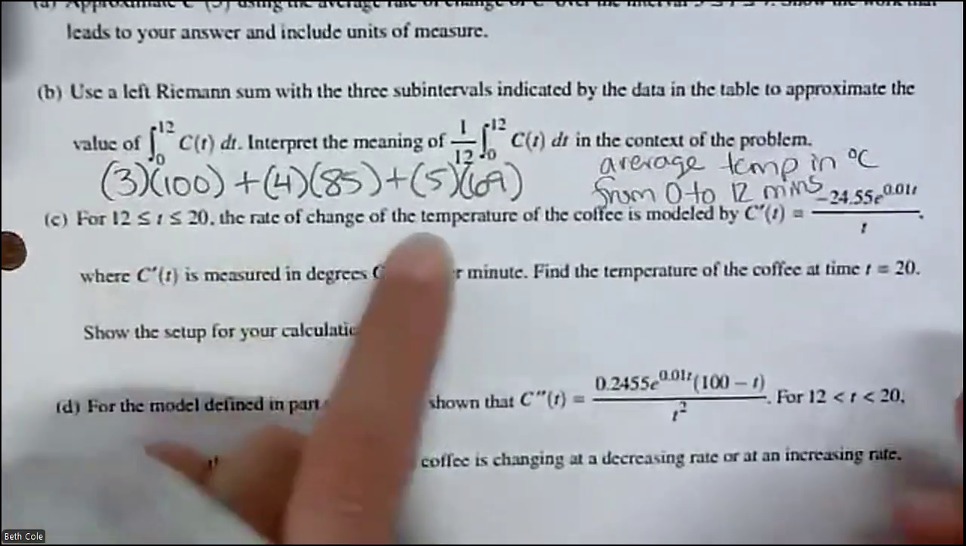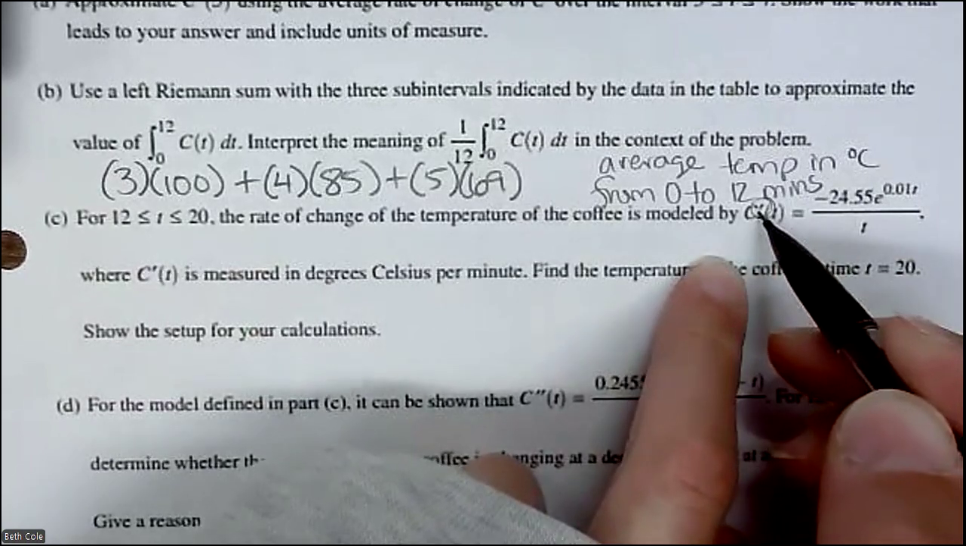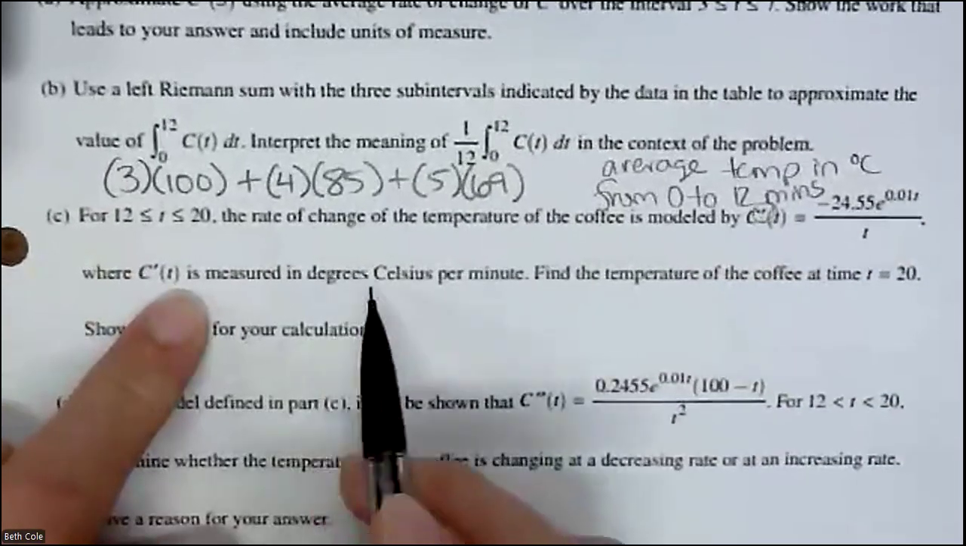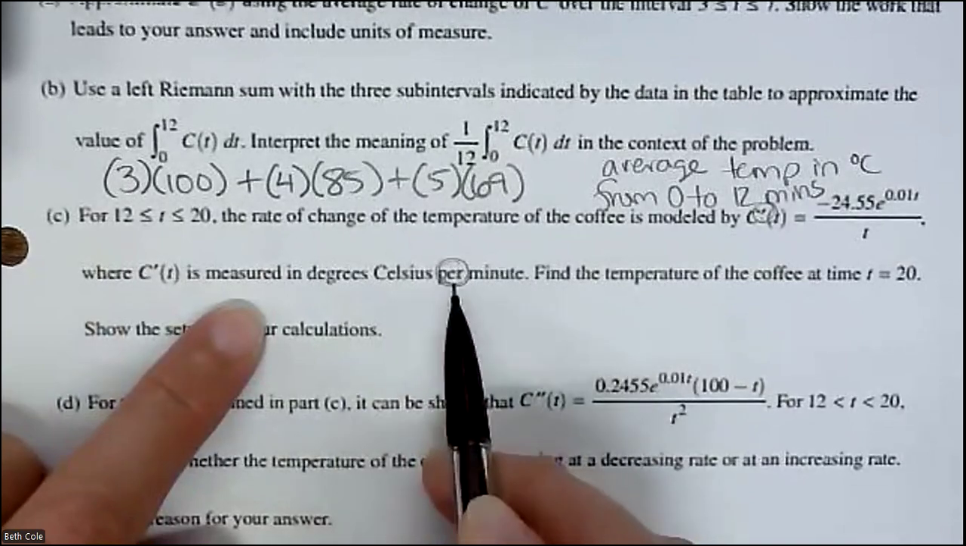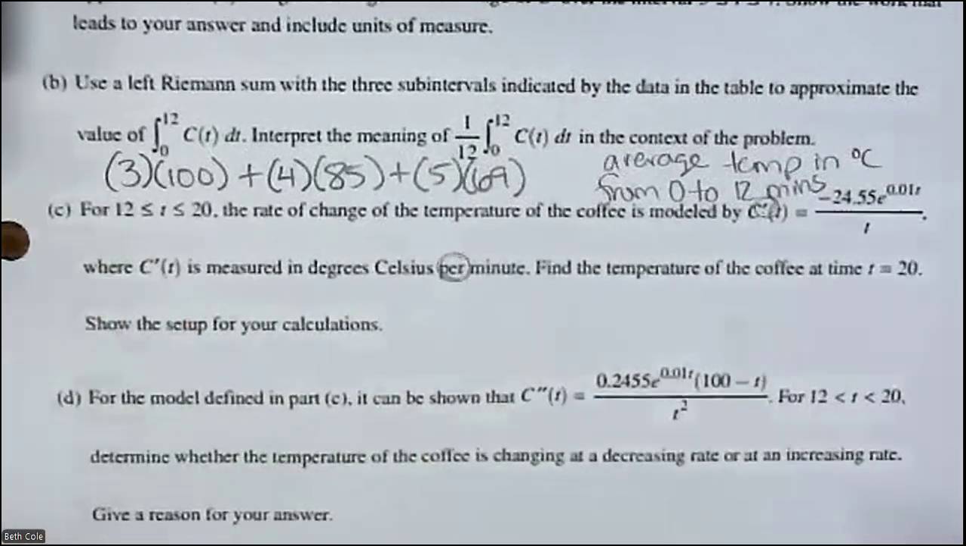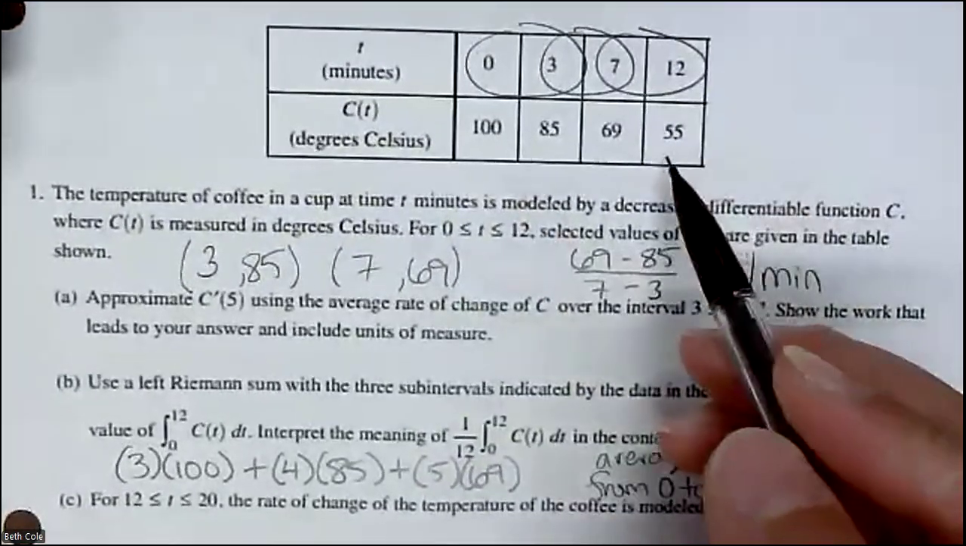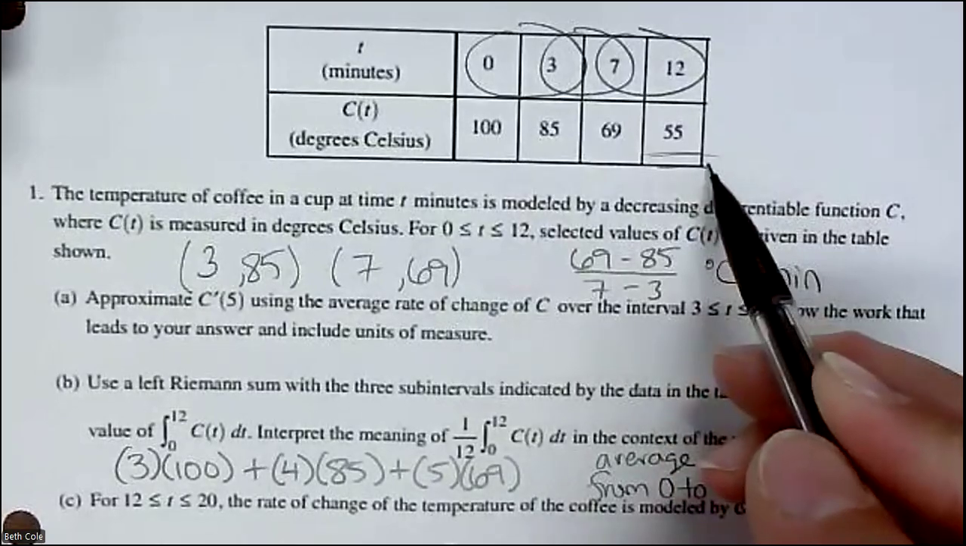All right. For 12 to 20, the rate of change is given by this. I know it's a rate of change because it says prime. We have degrees Celsius per minute. Find the temperature of the coffee at time 20. Show the setup. We're going to set it up and then put it in the calculator. Now we have to pick up where we left off.